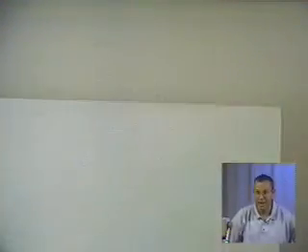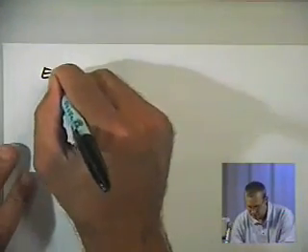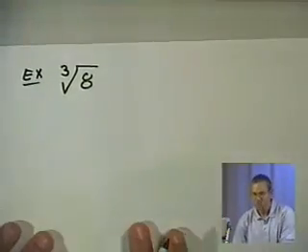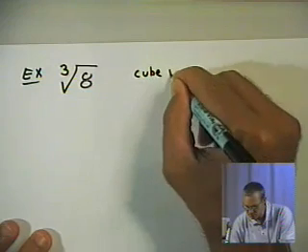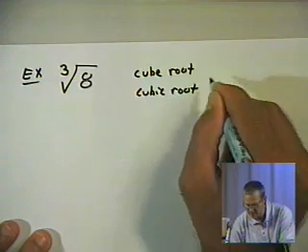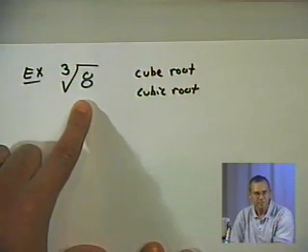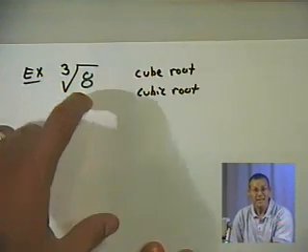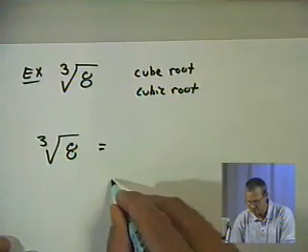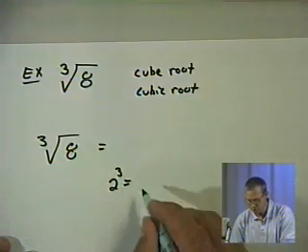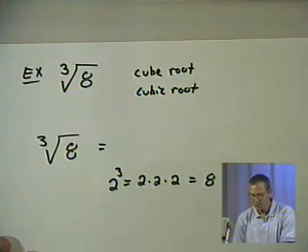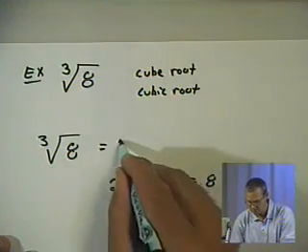We said we were going to talk about higher roots. So let's look at the cube root of 8. Cube root, or we can say the cubic root. In this case, we're looking for a number such that when we cube it, we get 8. Well, let's look at 2. 2 cubed is 2 times 2 times 2, which is 8. So the cube root of 8 must be 2.